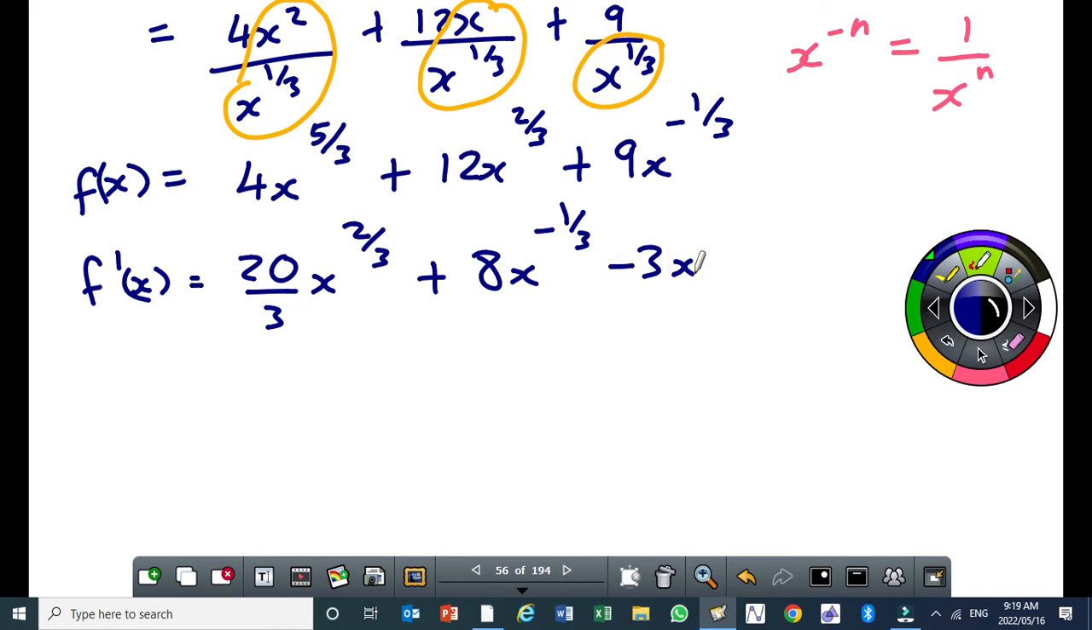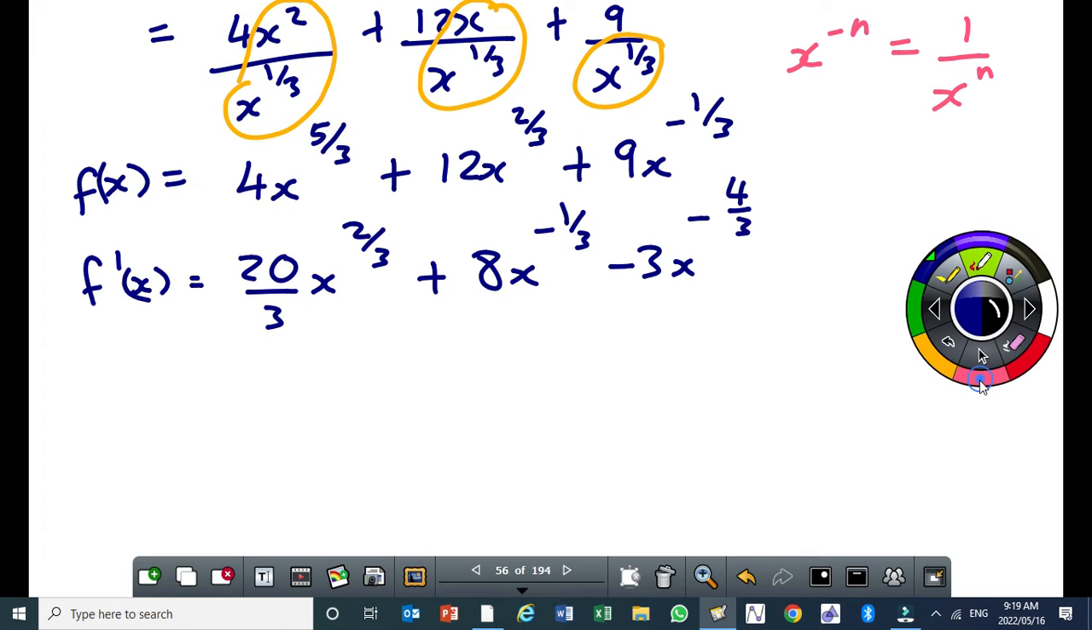X, then I have to subtract 1, so I'll get minus 4 over 3. Okay, so this is the derivative, right? You can convert the negative exponent to positives, but it's not that necessary. Okay, you get your full marks up to this point.